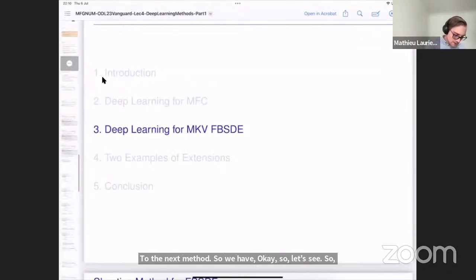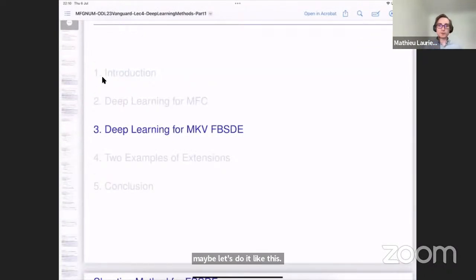What I can do is I can describe this method, and then I have another section about 2 examples of extensions, but maybe I can discuss them tomorrow before starting the following lecture. So we don't have to rush through all the slides, or if we have time, we can finish, but feel free to ask questions, even if I don't have time to finish all the slides.